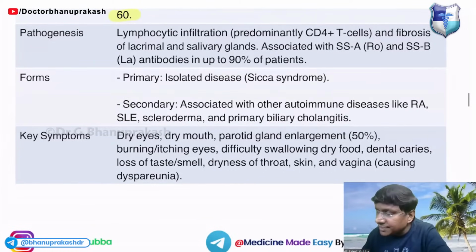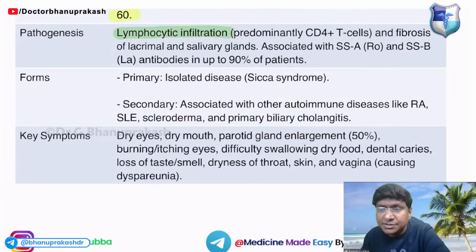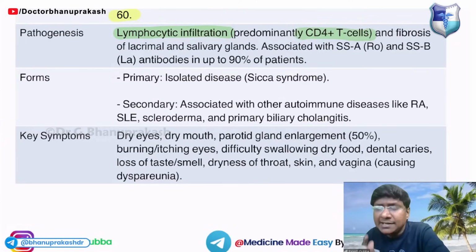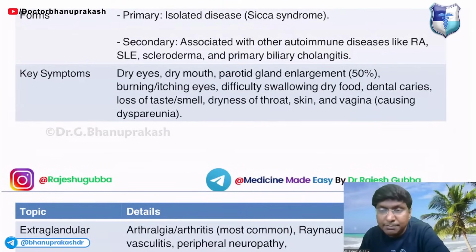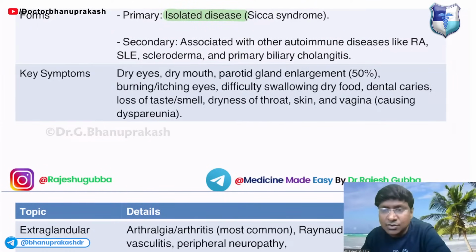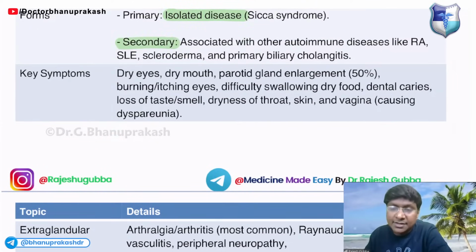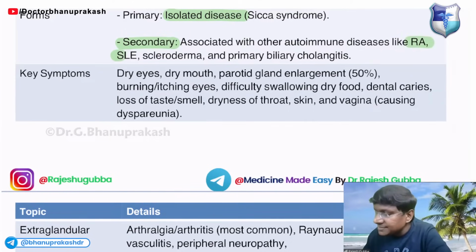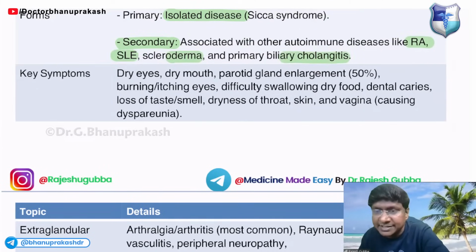And because it's an autoimmune condition, the gland is infiltrated by the lymphocytes. And what are those lymphocytes? CD4 plus T lymphocytes, right? And those lymphocytes will produce the antibodies, that is anti-Ro and anti-La antibody. And Sjogren's is of two forms, primary and secondary. Primary Sjogren's is only Sjogren's, that is called Sicca syndrome. Secondary Sjogren's is that along with Sjogren's, you have other associated autoimmune conditions like rheumatoid arthritis, SLE, scleroderma, and primary biliary cholangitis.